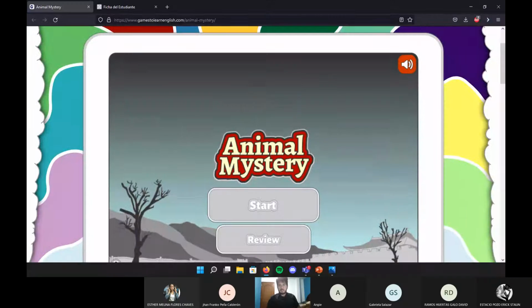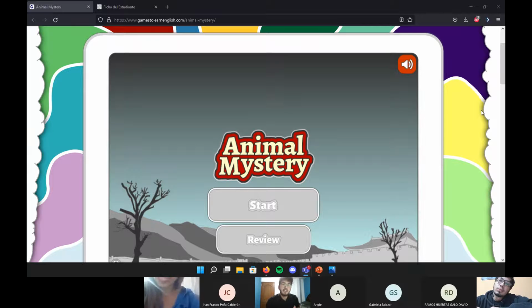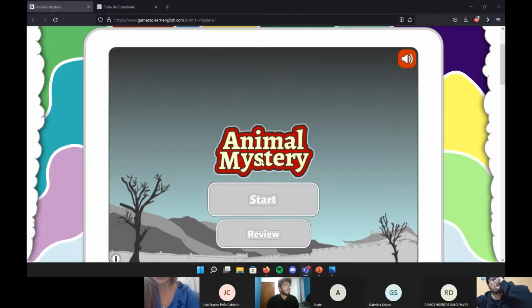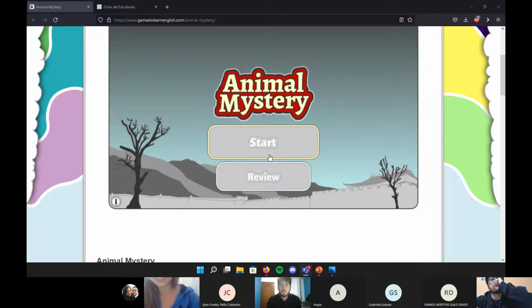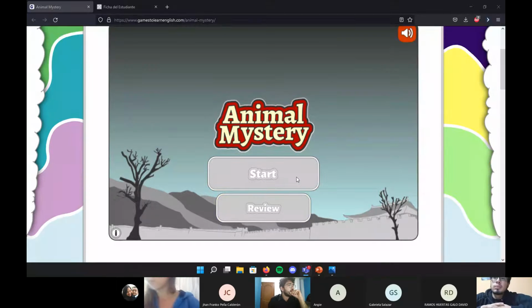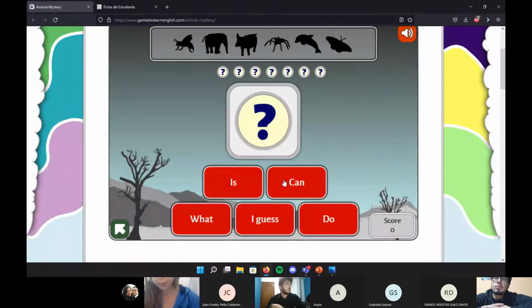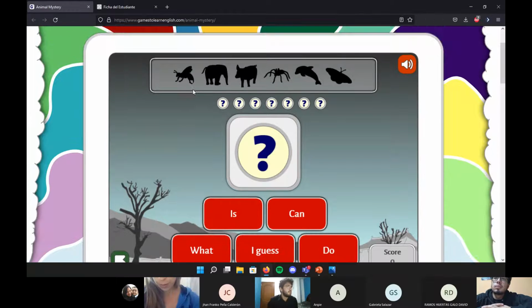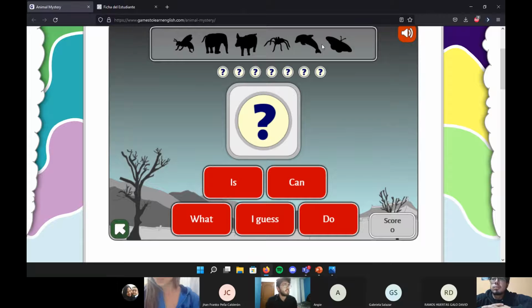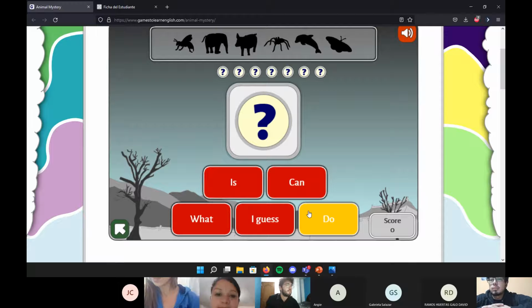Okay, to start, I can see you are a little sleepy faces. Thank you, Eric, for turning on your camera. And thank you, Esther. Okay, we are going to start with a little game, which consists in guessing an animal. As you can see, we have many shapes in this part, and we can choose all of these words.